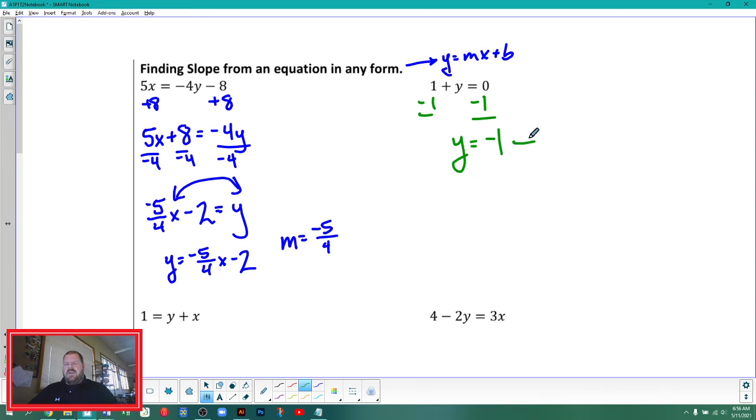Well, what that really means is that we have a 0x minus 1. 0x puts a number multiplied by x, and we get the slope is 0. If we don't have an x in an equation, that means the number in front of it had to be 0 to make it go away.